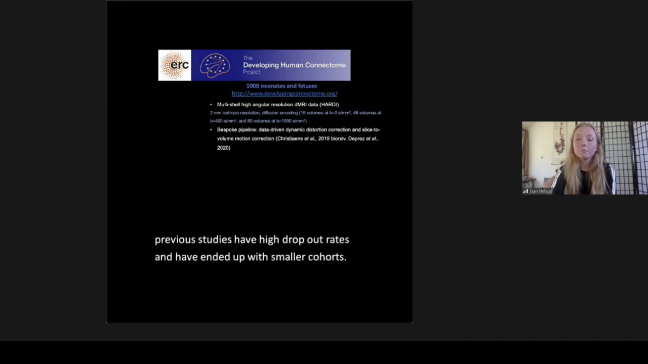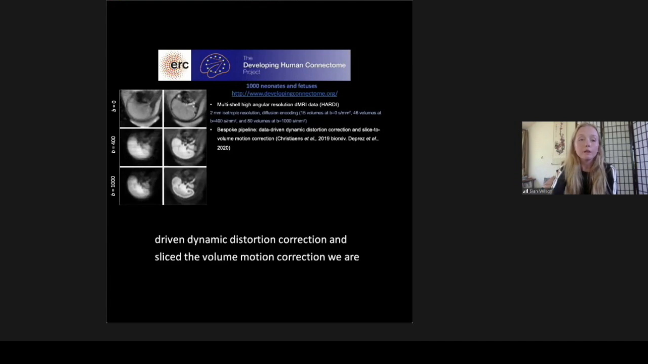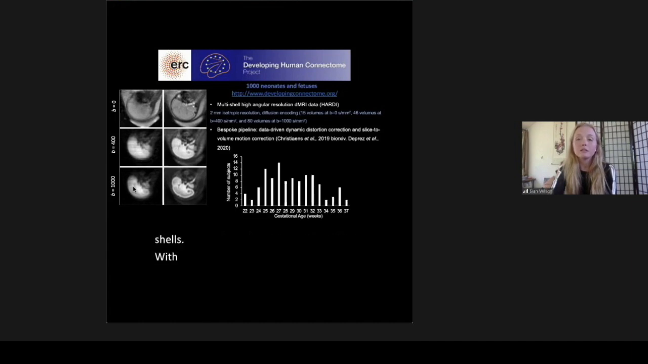Using a bespoke pipeline of data-driven dynamic distortion correction and slice-to-volume motion correction, we're able to move from the image on the left to the image on the right at these different B shells. With these methods, we've been able to estimate tracts in 113 out of 151 reconstructed volumes.